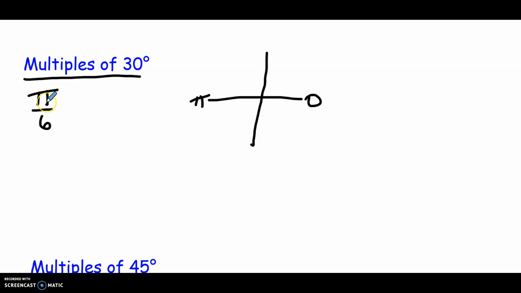And pi over 6 means that I took pi and I divided it in 6. So 6 spots. So think about this. If I have pi radians, and I want to divide it in 6, from here to here, I want 6 slices, then I'm going to have 1, 2, 3, do the 3, that's on the black line, 4, 5, 6. So this is 1, 2, 3, 4, 5, 6. I just took pi and divided it in 6.